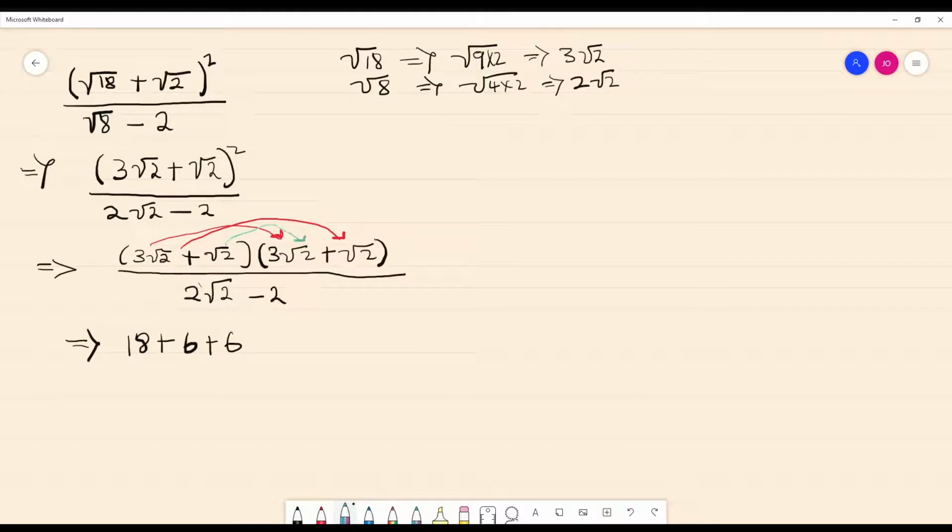And the last part of the cross multiplication here would be root 2 times root 2. And we know that root 2 times root 2 would give us 2. So if you look at this, we can just add them up, sum them up. 18 add 6, add 6, add 2 would give us 32. So we bring the denominator where it should be.